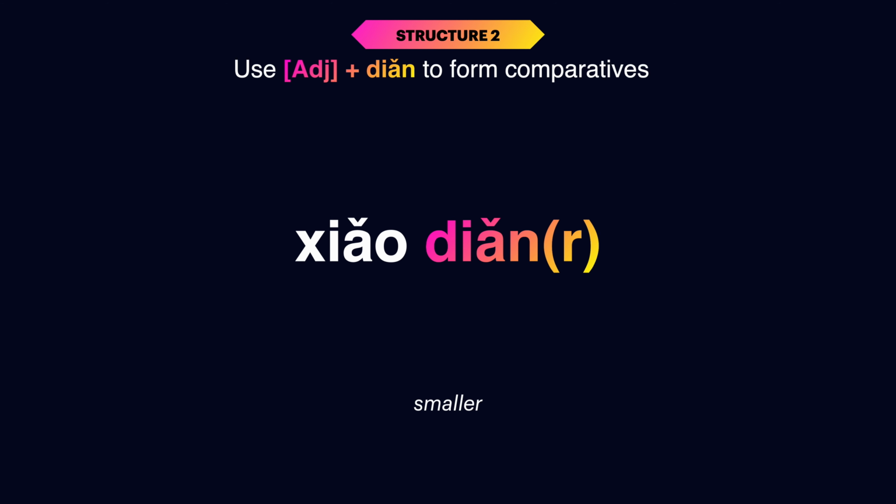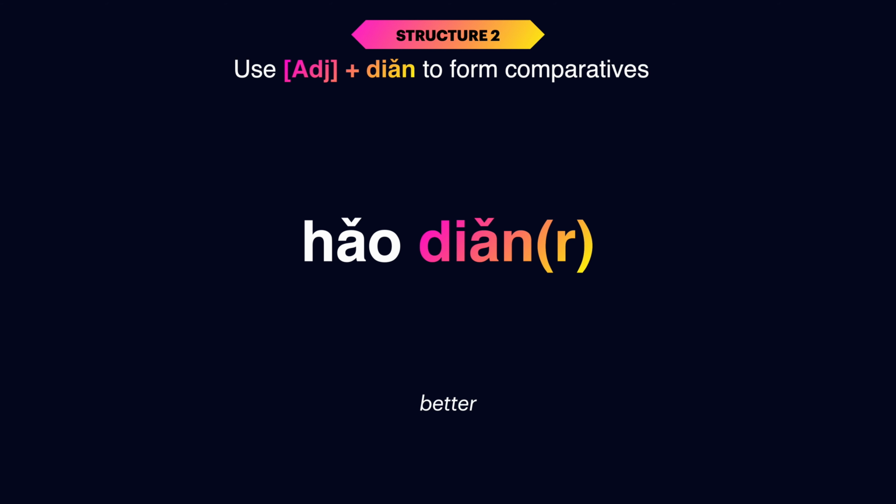Also, in lesson 5, we learned the word 小, that means little or small. So 小点 would mean smaller. 小点, or with rhoticization, 小点儿. Here's one last example. Recall that 好 means good, so we can say more good or better with 好点, or 好点儿. And that's it for comparatives with 点. And that also wraps up dialogue 3.